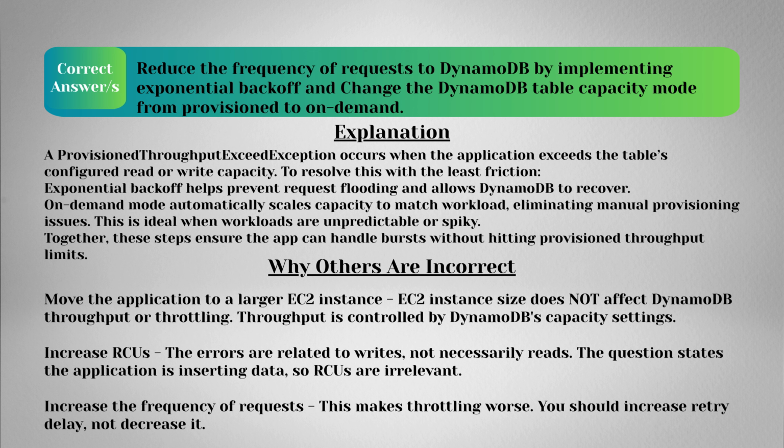Why others are incorrect? Move the application to a larger EC2 instance. EC2 instance size does not affect DynamoDB throughput or throttling. Throughput is controlled by DynamoDB's capacity settings. Increase RCUs. The errors are related to writes, not necessarily reads. The question states the application is inserting data, so RCUs are irrelevant. Increase the frequency of requests. This makes throttling worse. You should increase retry delay, not decrease it.